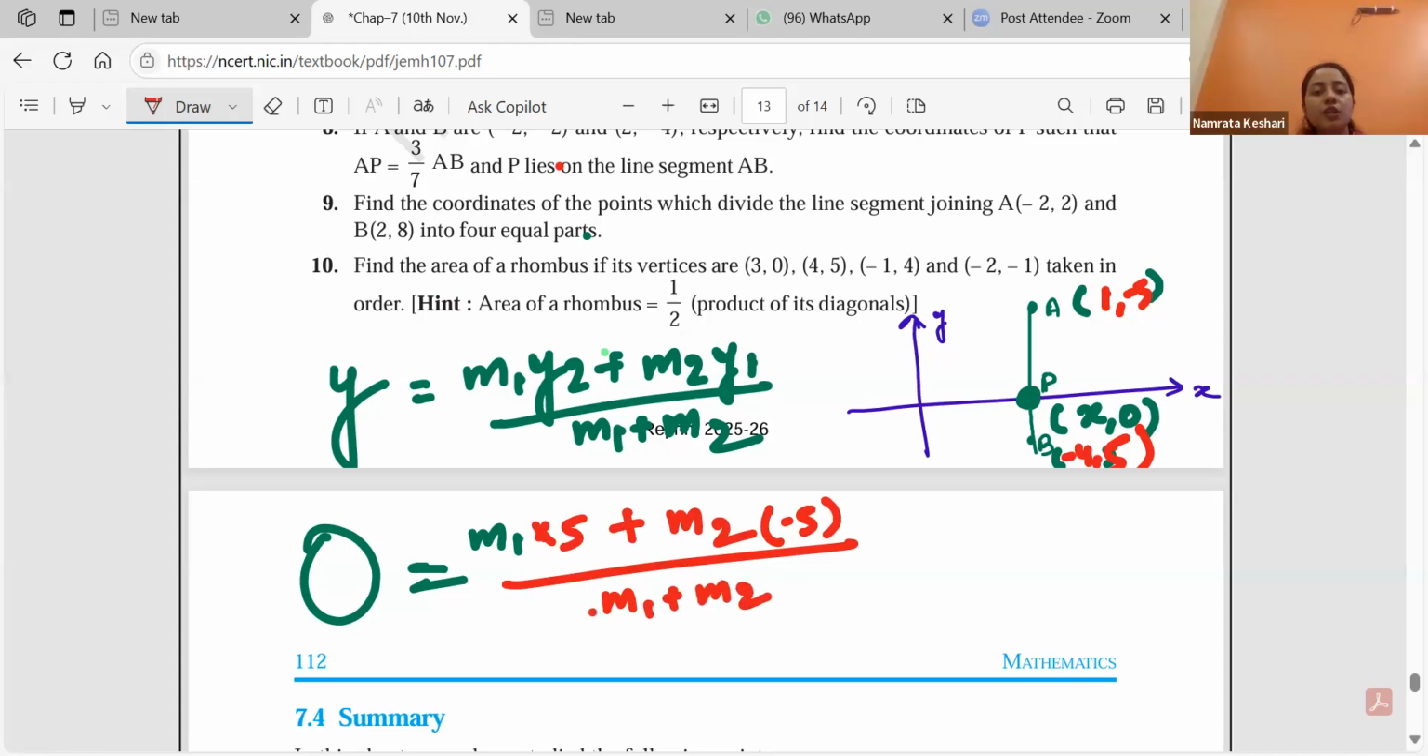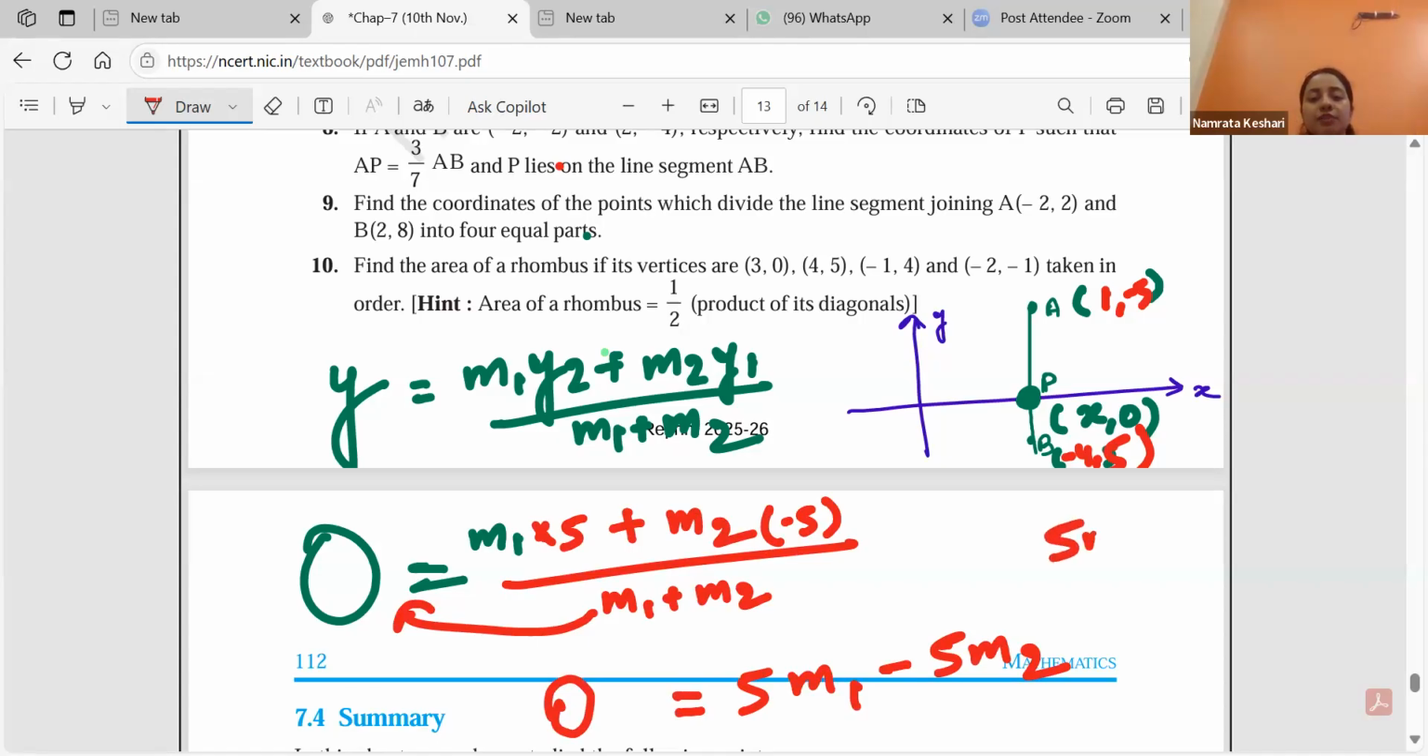Now just simplify. This will go to the other side and get multiplied, by the distributive property, and become 0. You will have 5m1 minus 5m2. Just maintain the sides: one side keep m1, another side keep m2. If you do so, you will get 5m1 is equal to 5m2, and from here you will get the ratio, that is m1 by m2 is equal to 1.